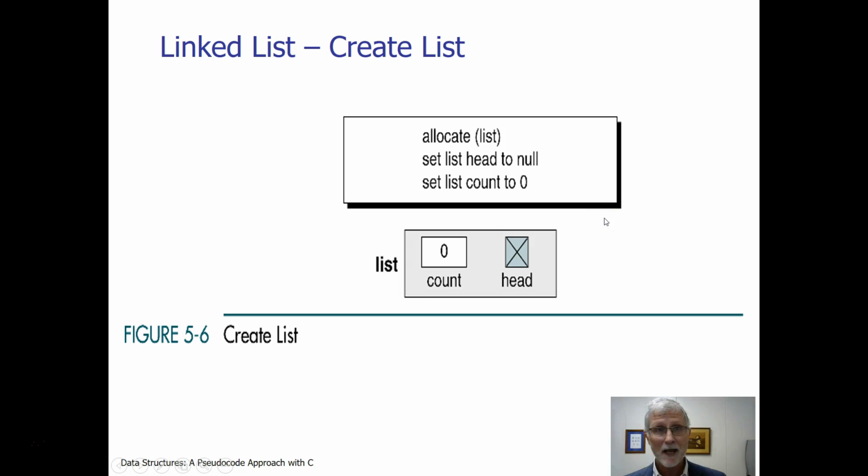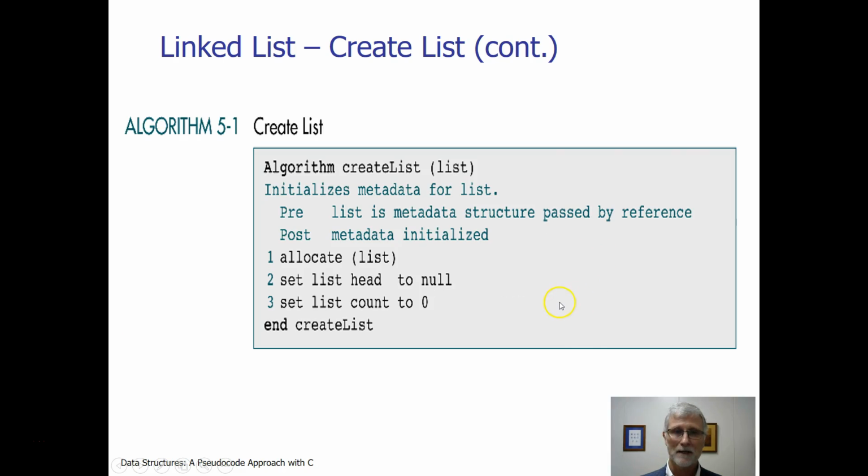Now, what do we have to do? We had to create the list. Remember, we had to create a stack, create a queue. Same thing happens for the list. I've got to allocate the memory, zero out the count, and nullify the head node because there is no data attached to it. So that create function is pretty much the same. And if you get into the algorithm, it looks identical to the ones we've seen for stacks and queues, except the name changes.